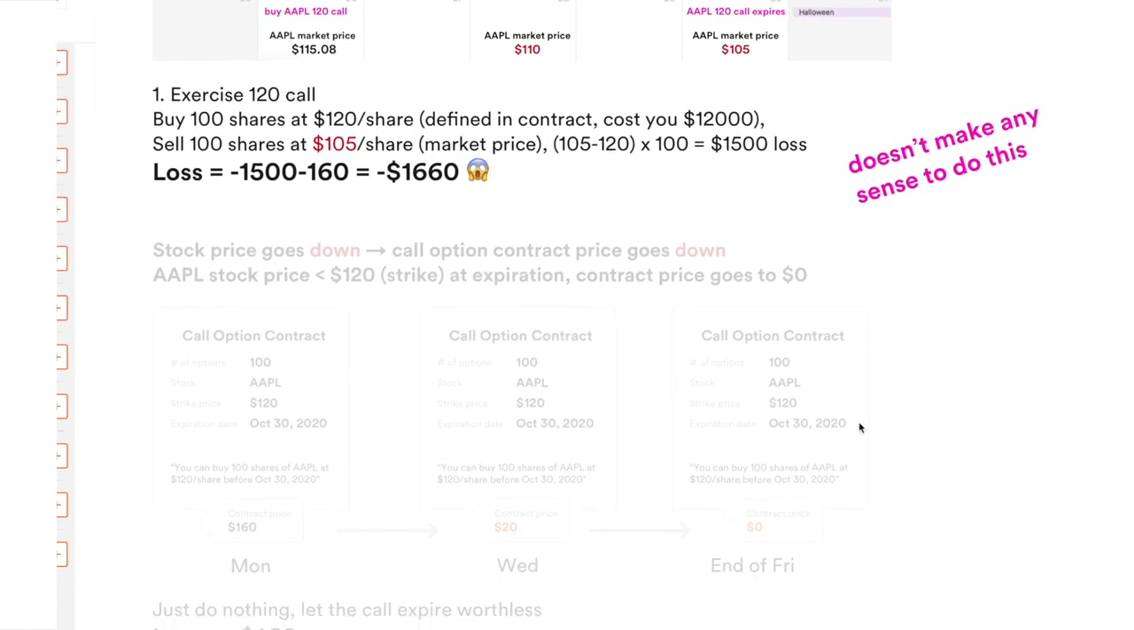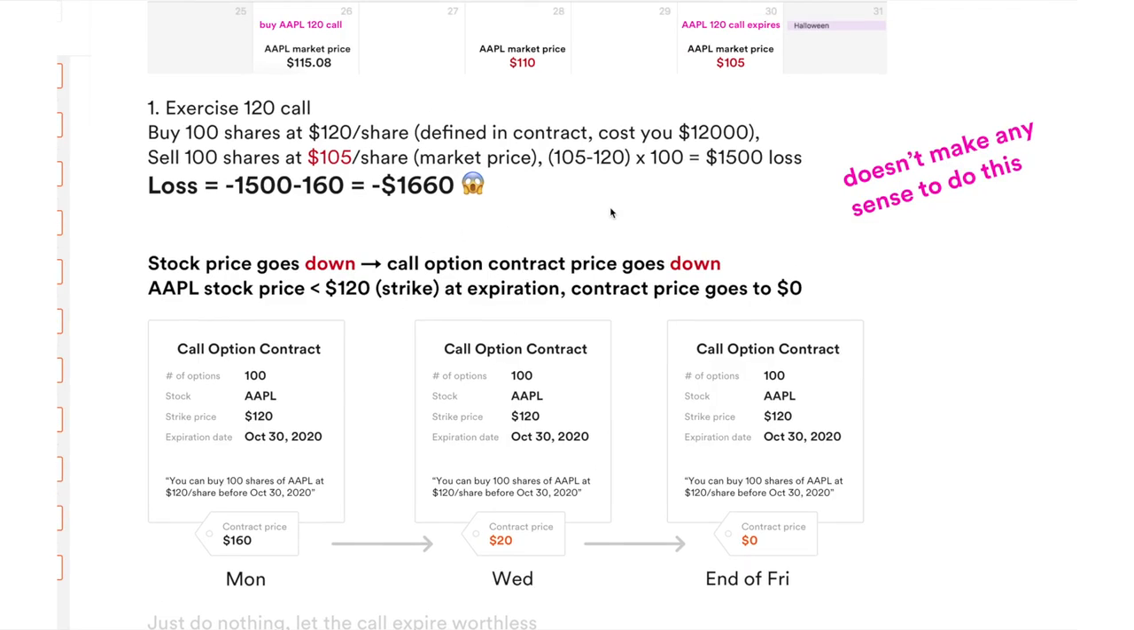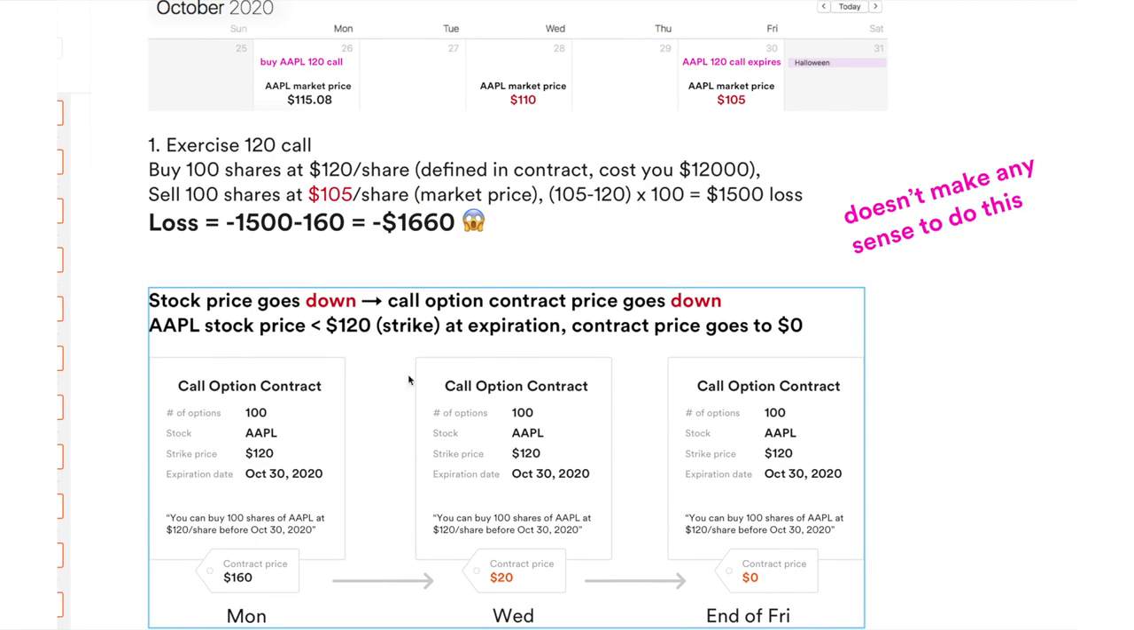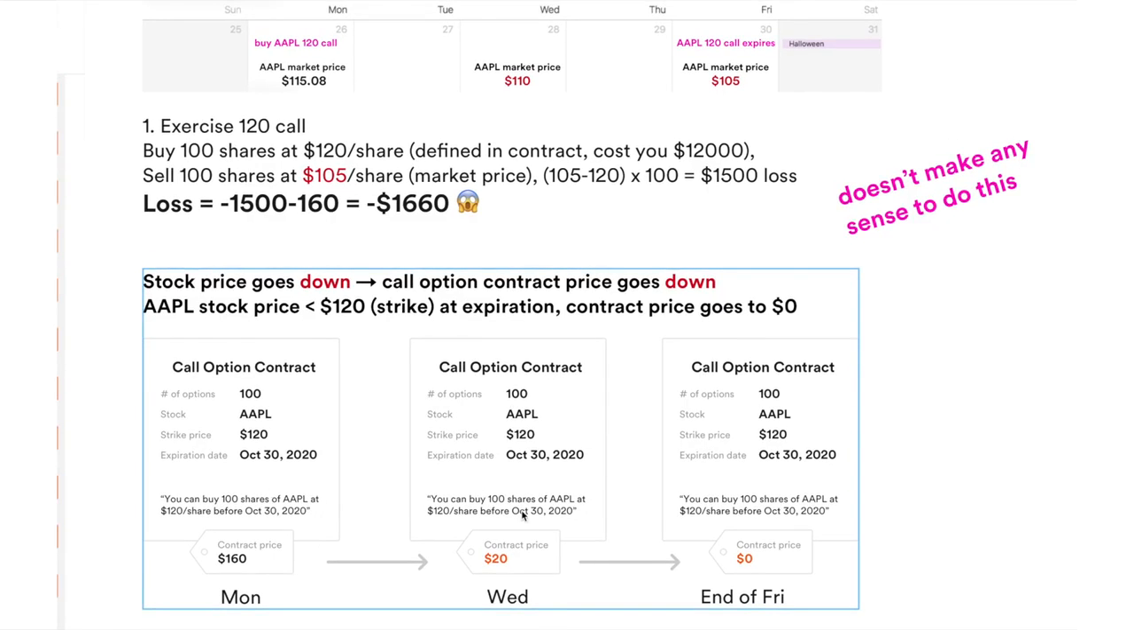If you remember, if the stock price falls, the option contract price will go down along with it. In this example, if Apple's stock price is below the strike price at expiration, which it is, right? It's 105, it's below the strike price 120, the contract price will go to 0. Okay, so you can see this example, this illustration here.